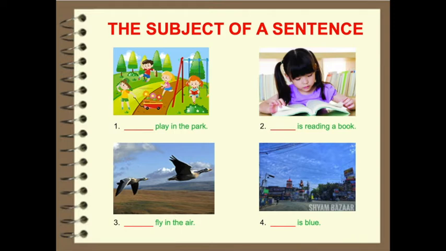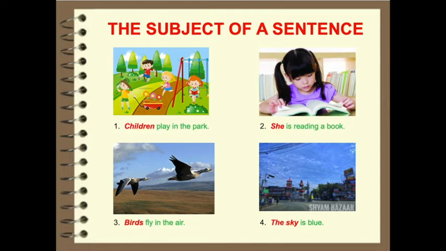Picture number 2. Look at the picture carefully. And the sentence is, Dash is reading a book. Picture number 3. Dash fly in the air. And picture number 4. Dash is blue. Have you thought about the answers to each of these sentences? Let us see whether they match mine or not.